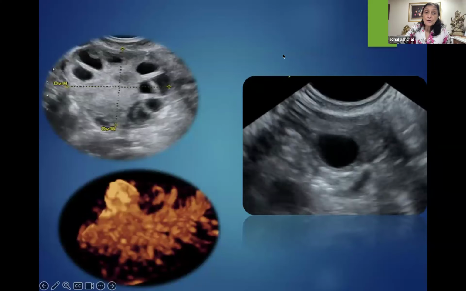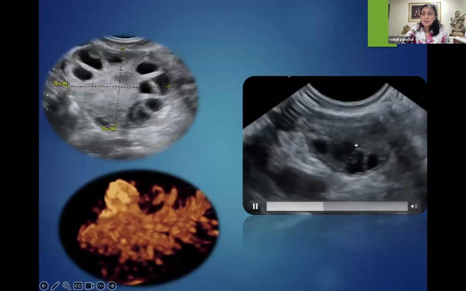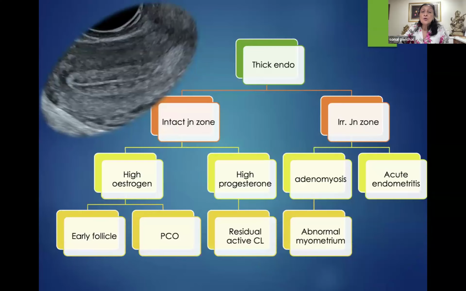As seen here, you have a thickened endometrium. It may be either a polycystic ovary, which has increased vascularity, or an early recruitment of the follicle. Whereas if the endometrium is thicker than 5 millimeter on the baseline scan but is not multilayered and has a higher echogenicity, it may be because of a high progesterone level. In these cases, you must look at the ovary and confirm the presence of a residual active corpus luteum, where there will be a corpus luteum-like structure with hemorrhagic echogenicities and a ring of color with low vascularity. This is the same as what I told you when talking of an intact junctional zone.